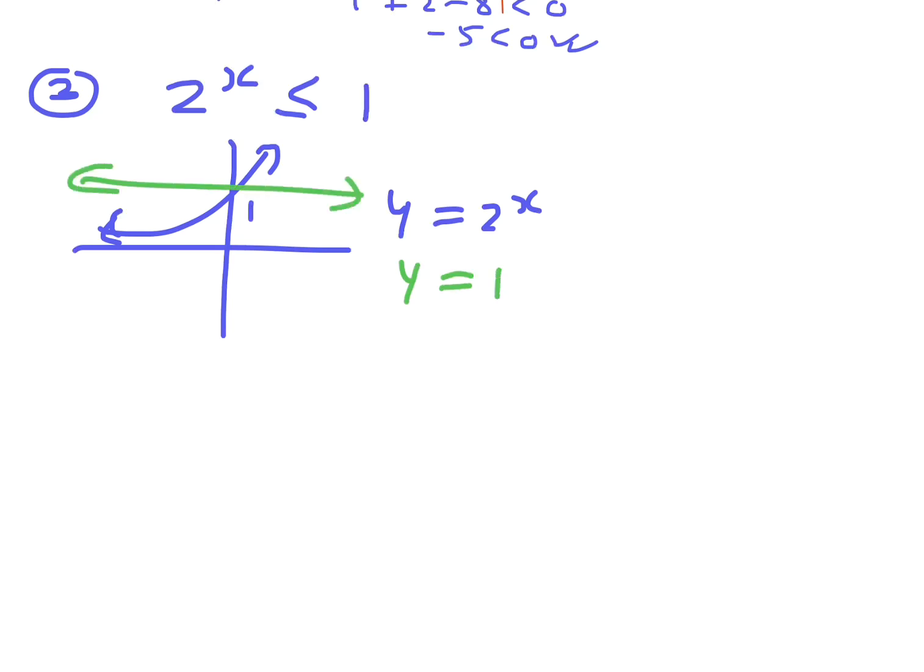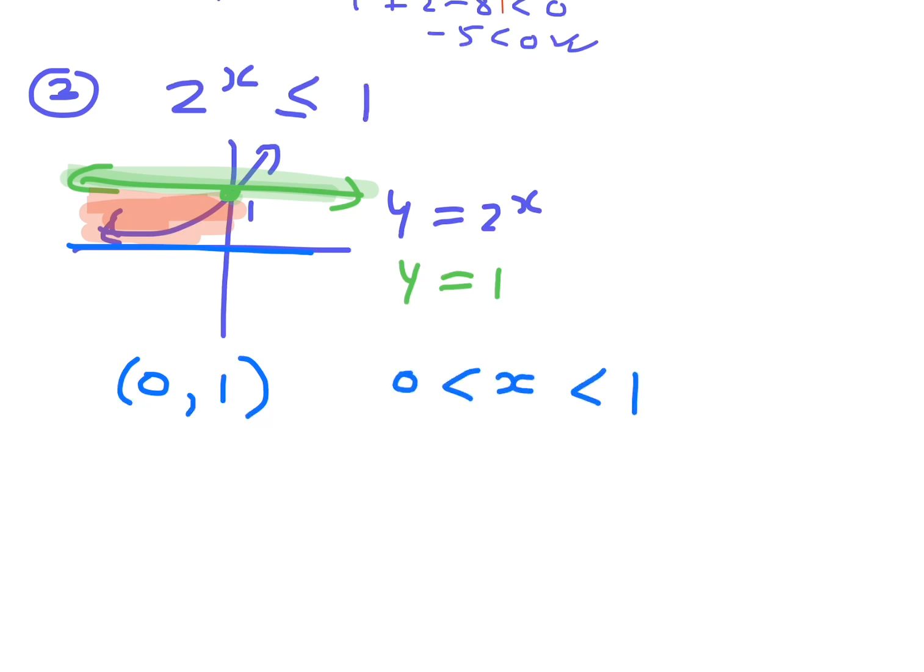So I want to know where that curve is less than or equal to the other one. So where is the exponential below the other one? That would be here, and there's the other one there. So it's below when x has to be less than or equal to 1. But it never goes below 0. So it's not equal to 0, but it only goes up to 1.